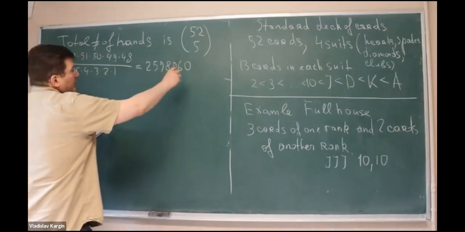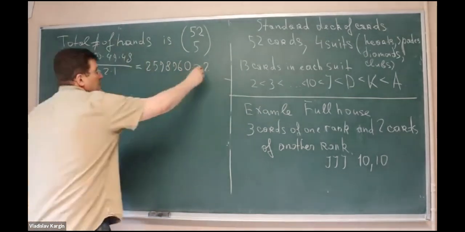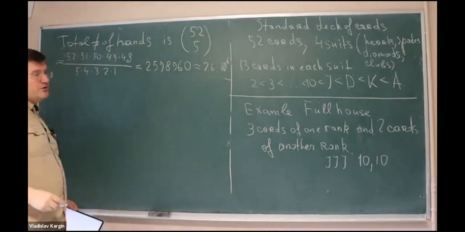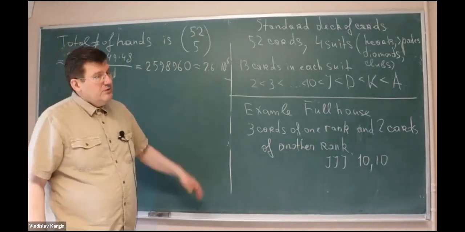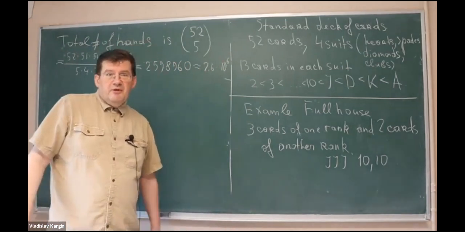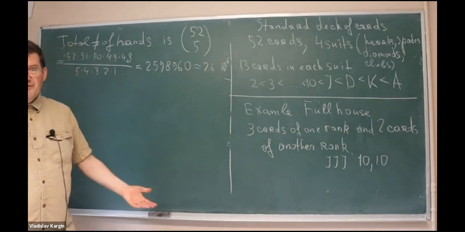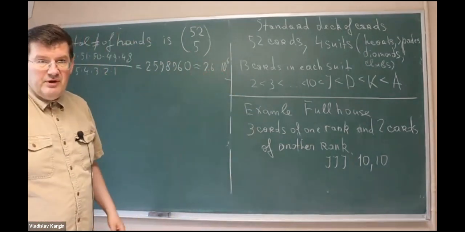So which is approximately 2.6 times 10 to the power of 6. So it's not a very large number of combinations, several millions. If you look at some other games like bridge, you would find a much larger number of combinations.